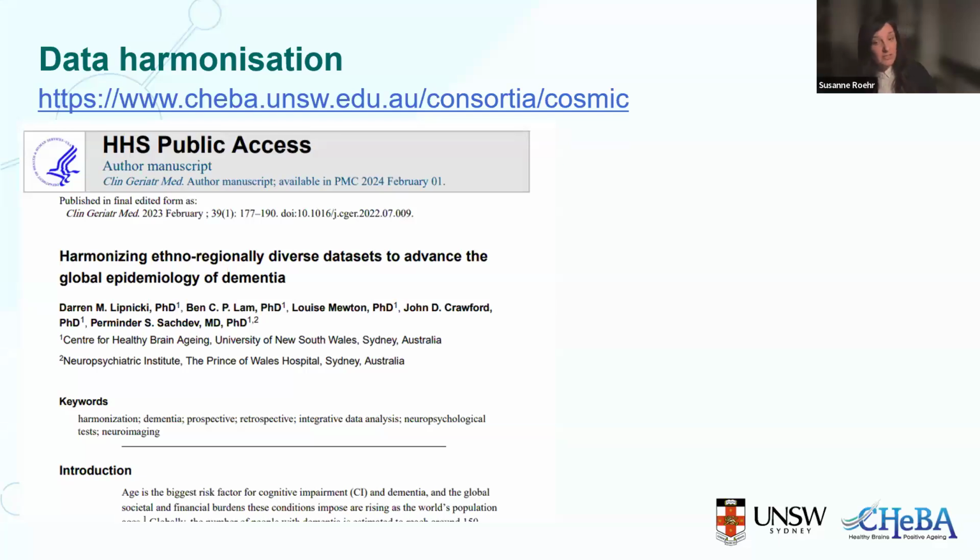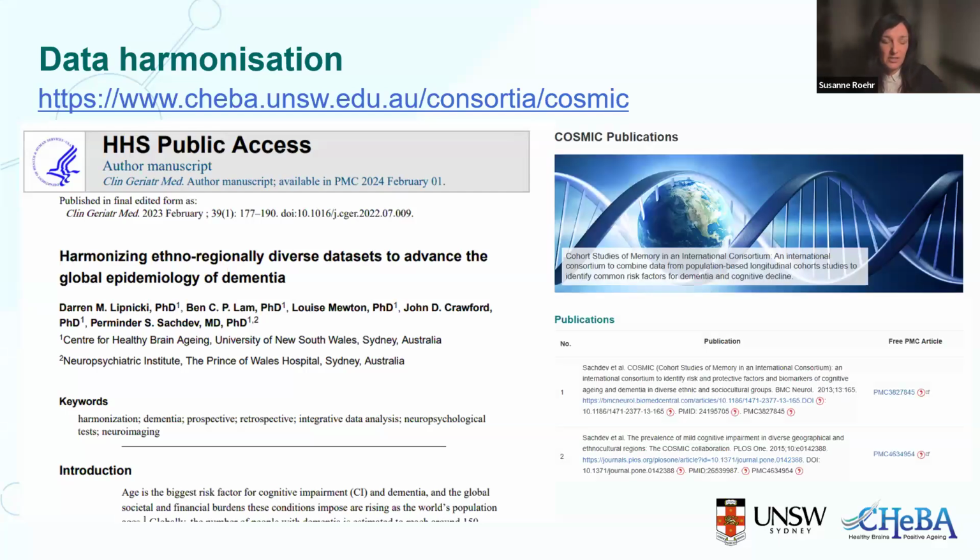There are a couple of resources available that can help you to get an idea which kind of harmonization strategies you may want to approach. For example, Darren has led a paper that provides a high-level overview of harmonization relevant to COSMIC, but you could also access and download publications of previous COSMIC studies and draw on their harmonization solutions. These are all available from the COSMIC website.